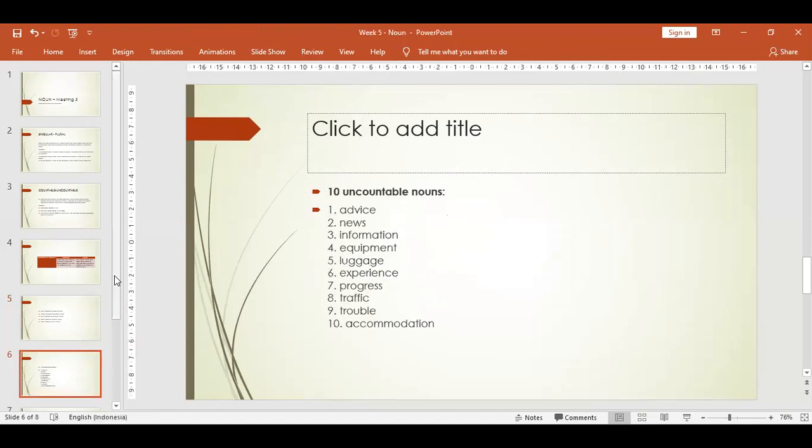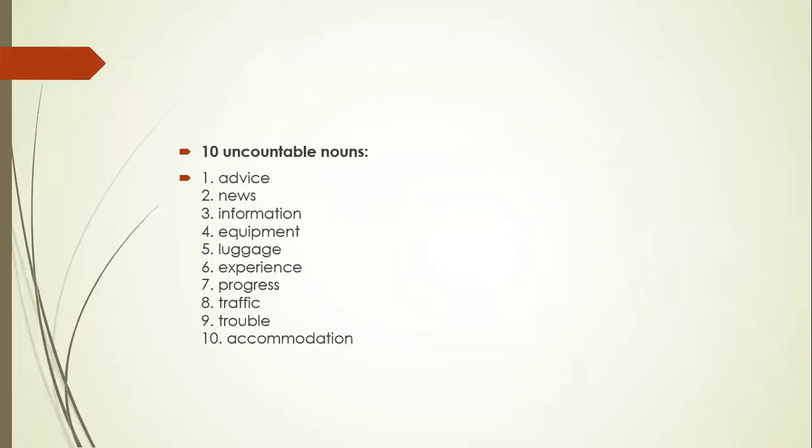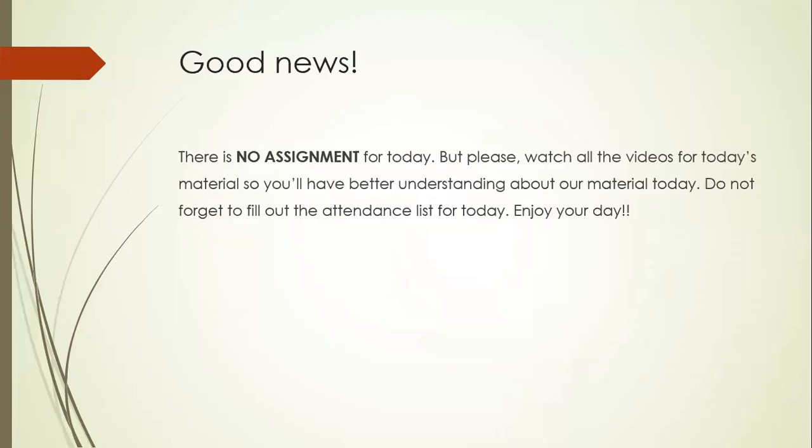Selanjutnya ini juga ada 10 uncountable nouns. So this is the list of uncountable nouns. Ada advice, news, information, equipment, luggage, experience, progress, traffic, trouble, accommodation. Jadi untuk ini kita tidak perlu menambahkan s ya. Ketika misalnya kita punya banyak informasi, we are not saying we have many informations with s gitu ya. Karena ini adalah uncountable nouns, jadi kita tidak perlu menambahkan s.